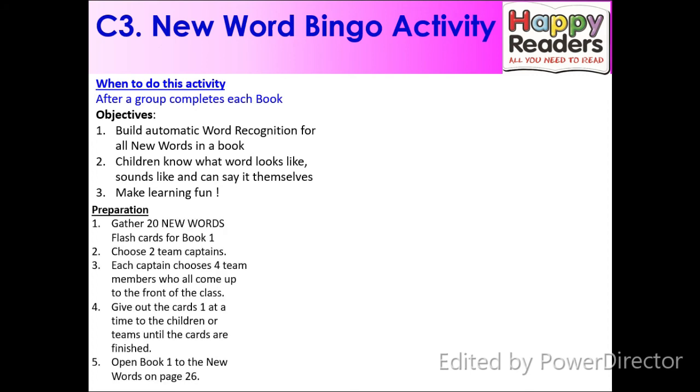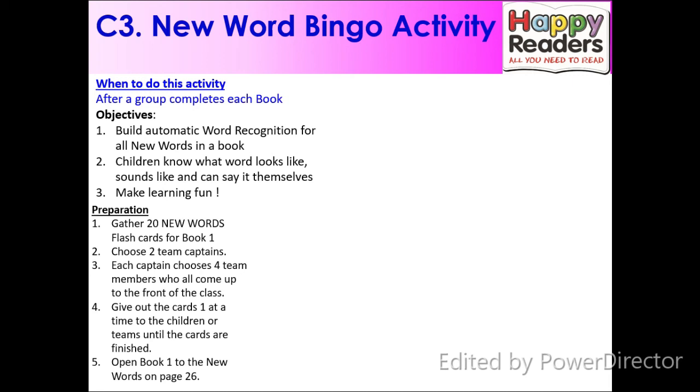So for preparation, we gather the 20 new words flashcards for book 1, because we're doing this when our group of children has completed book 1, Betty Bear, and they're now ready to play the game. On the back of each card, you have a number that shows which book it belongs to or which book it's used in first. We then choose 2 team captains, and each captain chooses 4 team members who all come up to the front of the class. So there's 5 people in each team, 1 captain and 4 team members.